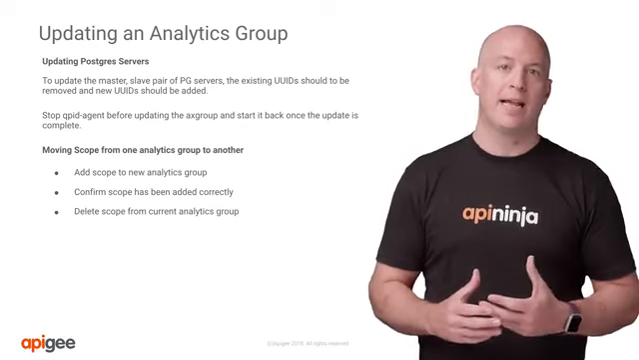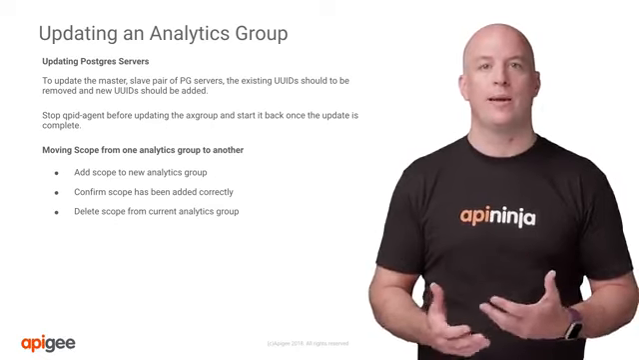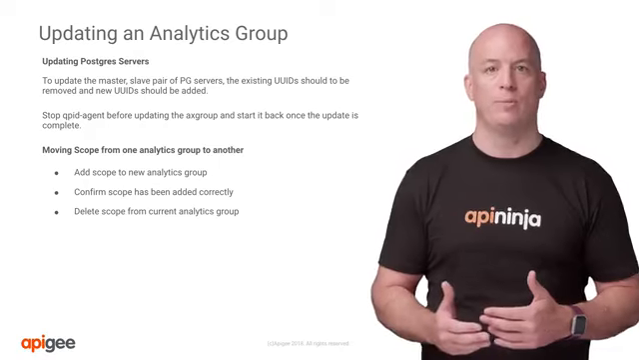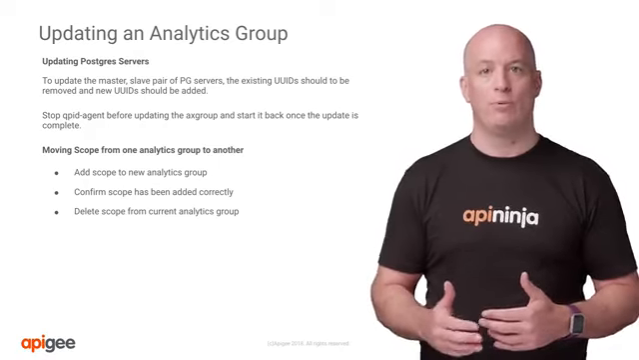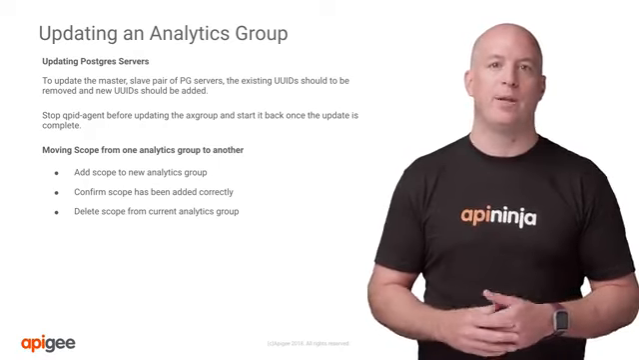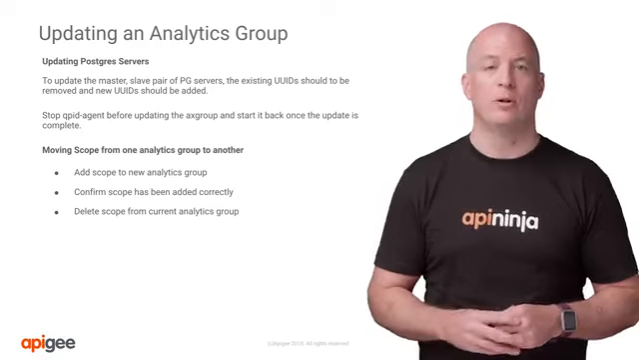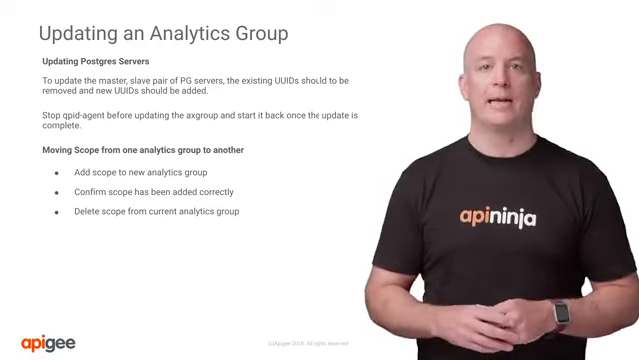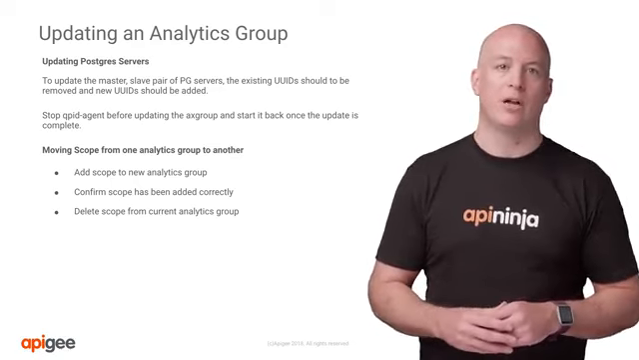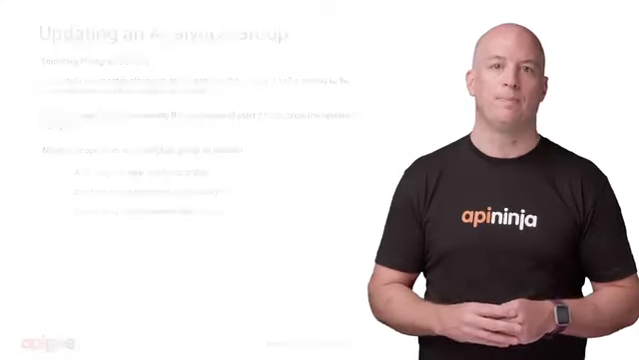When horizontally scaling analytics groups, you may want to separate one or more environments to a new analytics group. This is done by first creating the new analytics group. Next, the scope representing the organization and environment name is added to the new group using an API call. Once this is confirmed, with another API call, the scope can be deleted from the current analytics group. This action usually requires a rolling restart of all the message processors serving traffic for that particular scope.